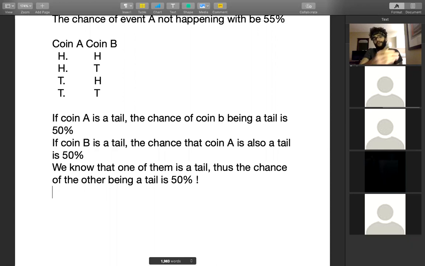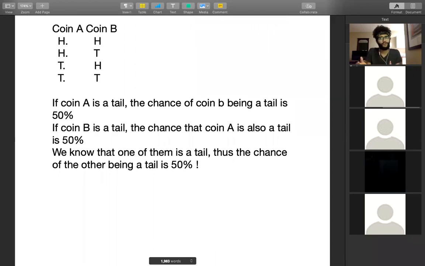I say that if coin A is a tail, the chance of coin B being a tail is 50%. If coin B is a tail, the chance that coin A is a tail is 50%. So now we don't know which of them. Therefore, it is going to be (50 plus 50) divided by 2. So the chance is going to be 25%.